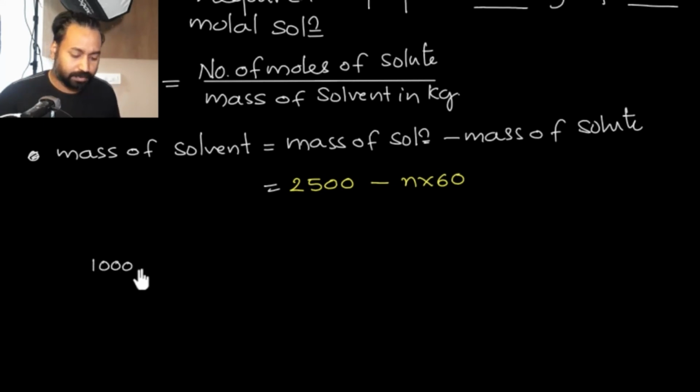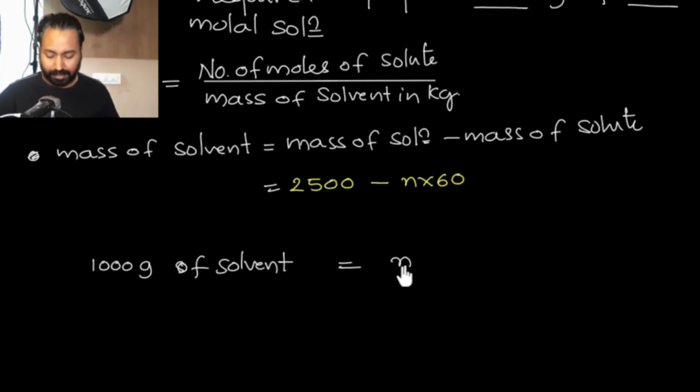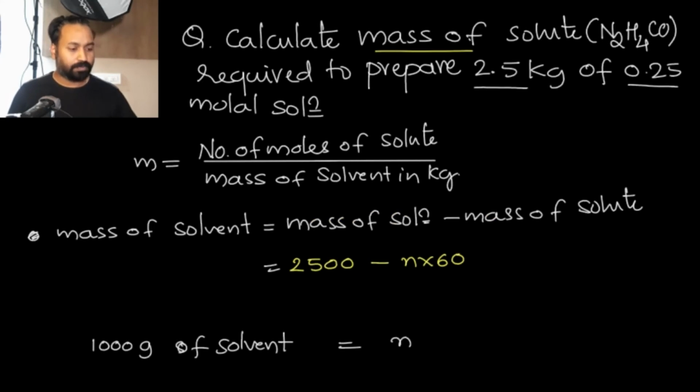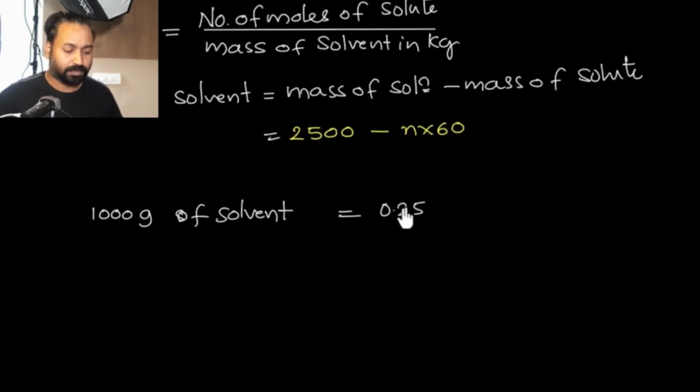Once we get it, we make a relationship. For 1000 grams of solvent, it contains n moles. But we require here 0.25. Therefore, to get 2.5 kg of solution of the concentration 0.25, first we have to calculate the same thing for 1000 grams of solvent, and then we can write that 0.25 moles of the solute is added. Because you know that 0.25 divided by 1 kg means we will get a 0.25 molal solution.